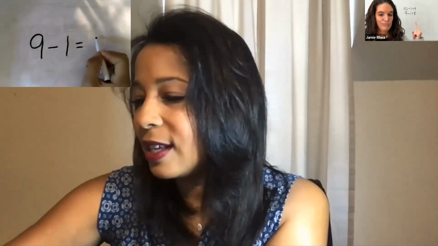Write a number sentence to show what we did. Okay, pause. Let's write our number sentence. We had 9 to begin with. We took 1 away, and then we had 8. Let me zoom in a little bit. There we go. Now you can see a little better. 9 minus 1 equals 8.